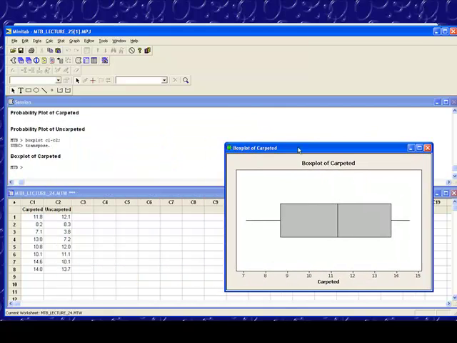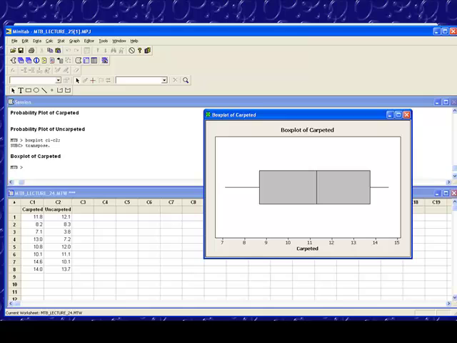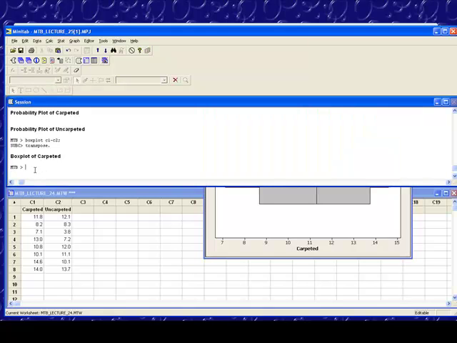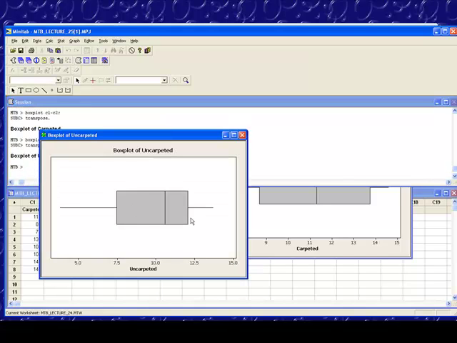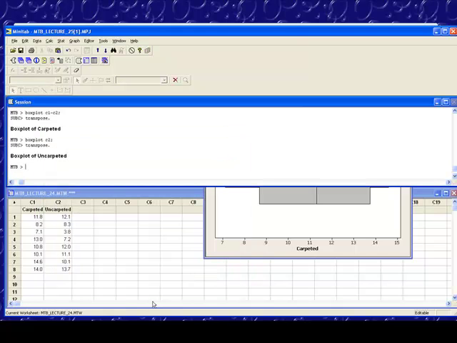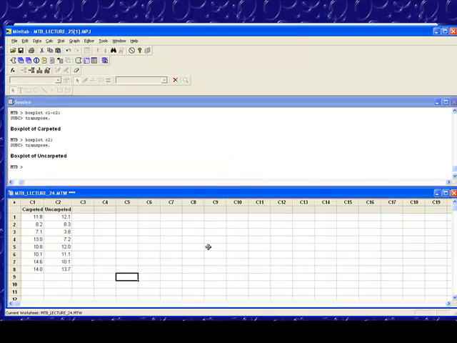So I have the box plot of carpeted. Oops, I didn't get my C2, so let's just make a box plot for that one. And we see that that doesn't have any outliers either, so I can assume that my data is approximately normally distributed, so I can go about doing my problem.